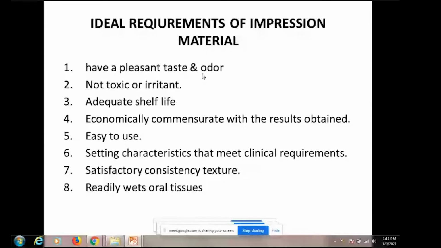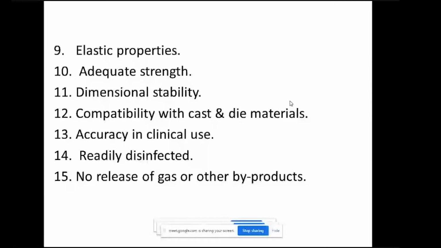Number 9, elastic properties: it must be elastic, not inelastic. Adequate strength and stability, it must be good. It must be compatible with the cast. Accuracy in clinical use must be good in detail. Number 14, it's the most important one. It's readily disinfected.